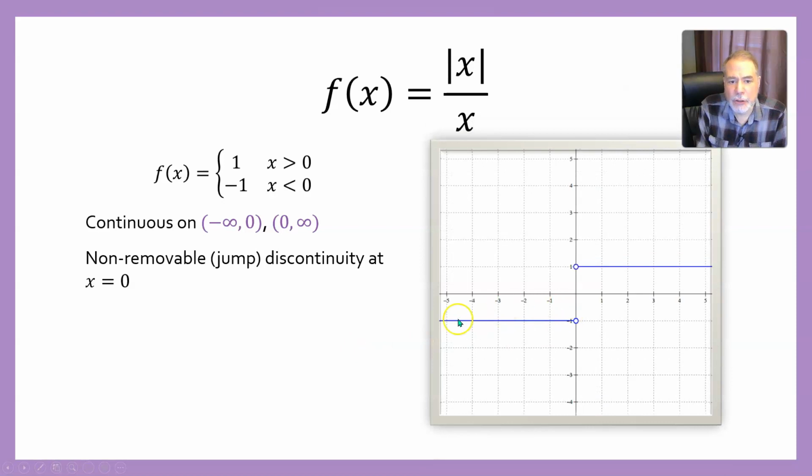And you can see that on the graph. Here it's continuous, then we have this big jump here, this gap, and then it's continuous the rest of the way.